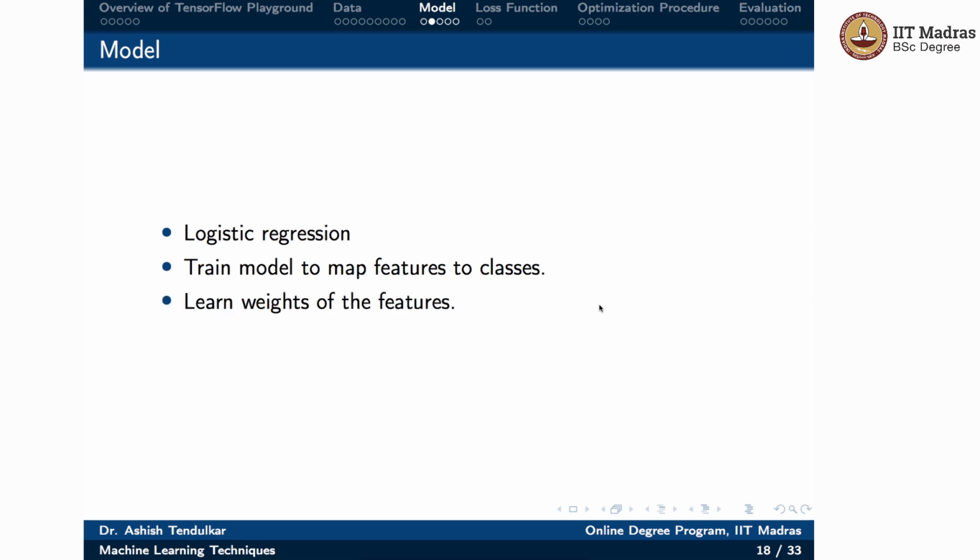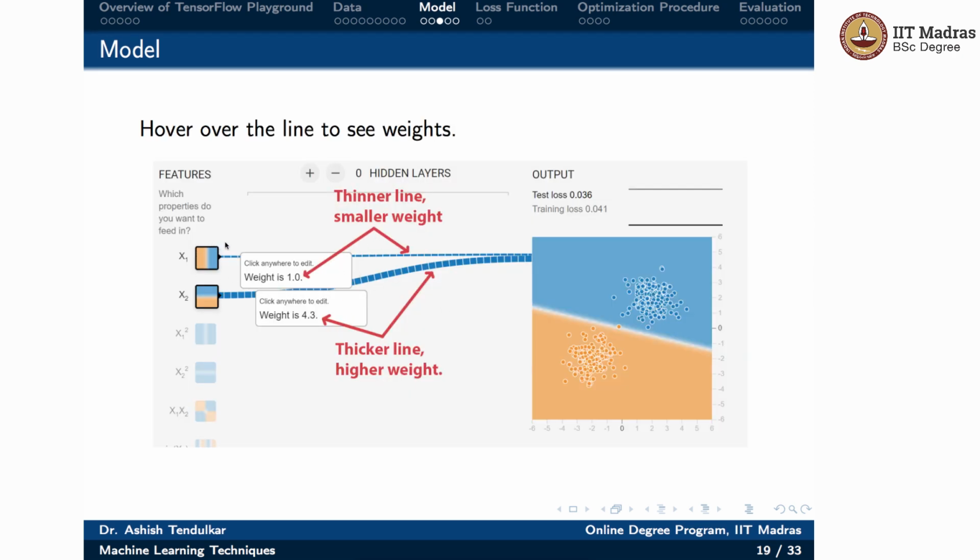In other words, we are interested in learning the weights that are given to the features by the model. There is a weight associated with every feature, and TensorFlow Playground visually demonstrates how important the feature is. If the feature has a larger weight, the line will appear thicker, and if the feature is not so important, the line will be thinner compared to the other line. You can see that the weight assigned to x1 is 1, so it's a thinner line compared to x2, where the assigned weight is 4.3.